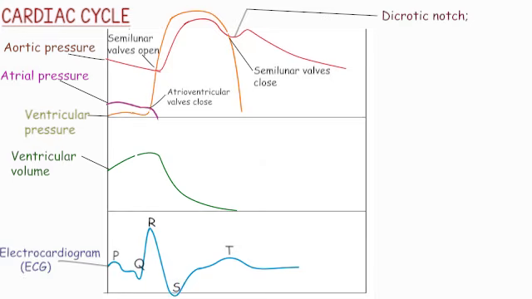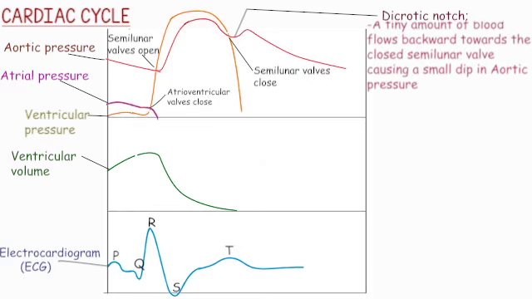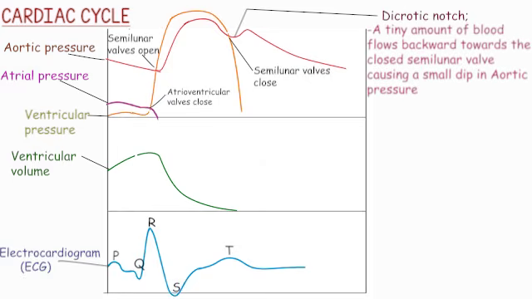And it occurs because when the semilunar valve, or the aortic valve in this case, closes, there is a brief change in blood flow. So what happens is that a tiny amount of the blood flows backwards towards the closed semilunar valve, causing a small dip in the aortic pressure, which is completely normal.